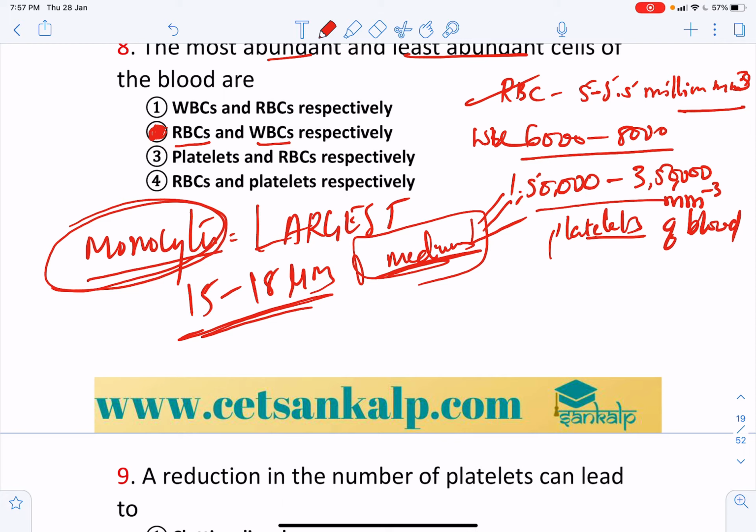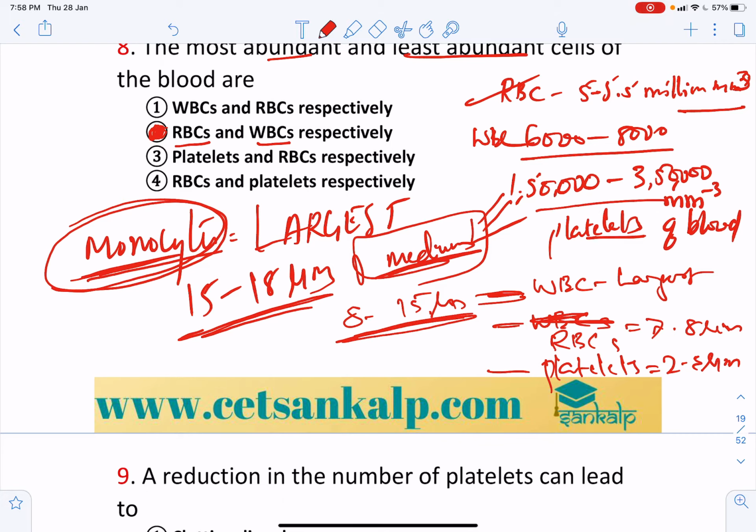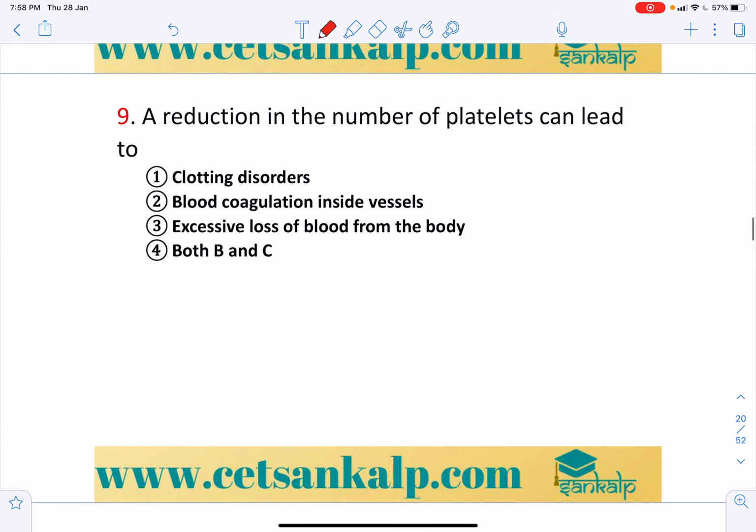So that is why we say RBC is medium size, and the largest is WBC, monocytes in particular. Among the WBCs, that is the largest, and the RBC is medium size, and the small size is platelets, 2 to 3 micrometer, and RBCs are 7 to 8 micrometer, and WBCs are from 8 micrometer up to 15 micrometer. That varies.